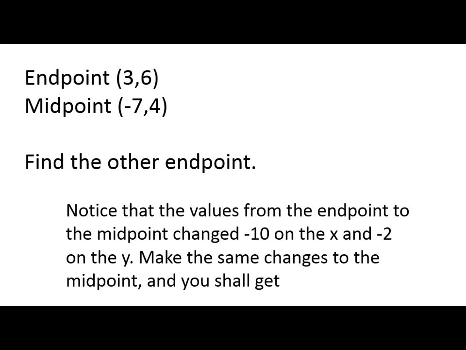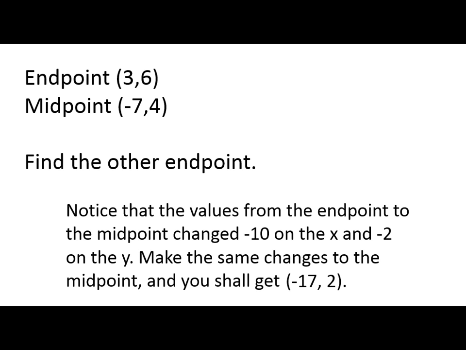So if I go negative 7 minus 10, because it's going to change negative 10 on the x, how much is negative 7 minus 10? Negative 17. And then on the y's, I know it's changing negative 2. How much is 4 minus 2? 2. So we should get negative 17, 2. Does that make sense? Okay.